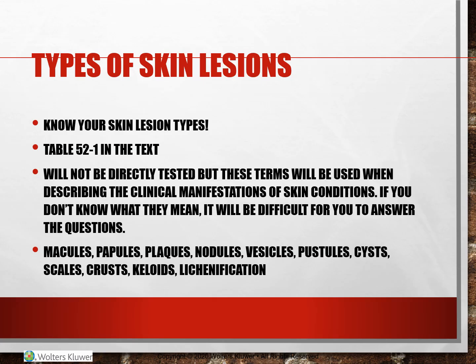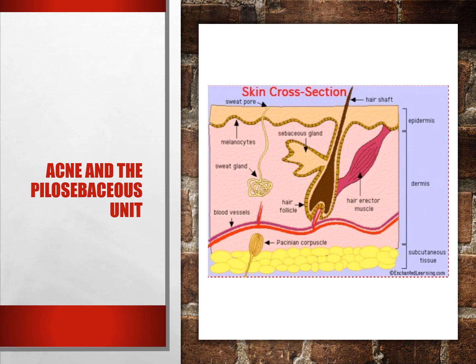But within different skin lesions, I might talk about the clinical manifestations of a skin condition. And if you don't know what those individual words mean or what they describe, it might be difficult for you to answer the question. So it's a foundational piece of the rest of the clinical manifestation conversations we're going to have. So again, know things like macules, papules, plaques, nodules, vesicles, pustules, cysts, scales, crusts, keloids, and lichenification would be some of the things that I would review from that table and have a general understanding of what they are, how to describe them and what they might look like.